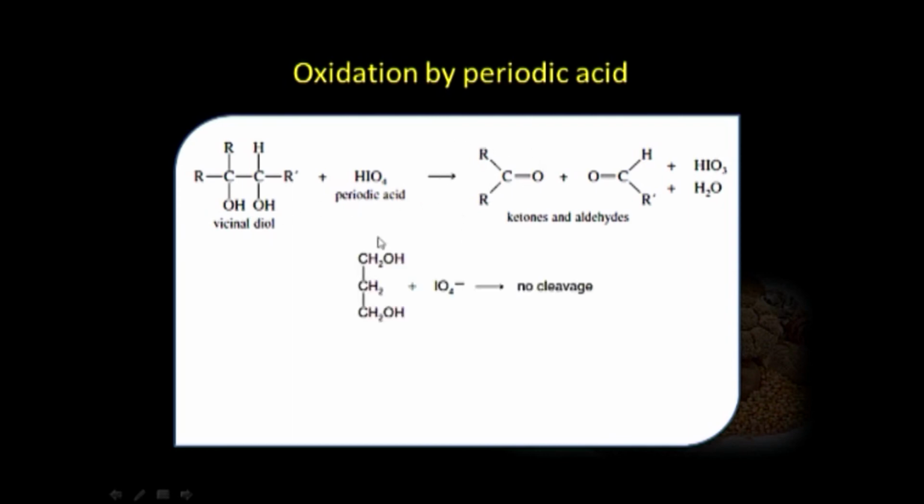Suppose the 2 carbons do not have hydroxyl groups on adjacent carbons, then no reaction will occur, as in this case. Hydroxyl is here and hydroxyl is here, but this carbon has no oxygen function. So, then periodic acid is not able to cleave the carbon-carbon bond here. Similarly, if the oxygen function is present like an ether, as in this case CH2OCH3, and the neighboring carbon has a hydroxyl, still this carbon-carbon bond cannot be cleaved by periodic acid.